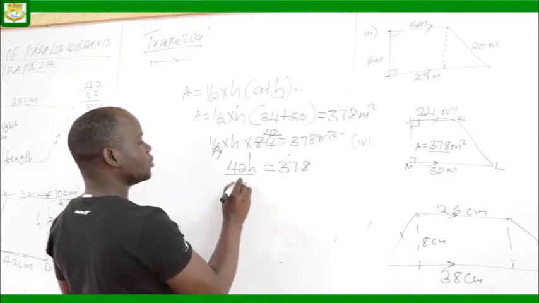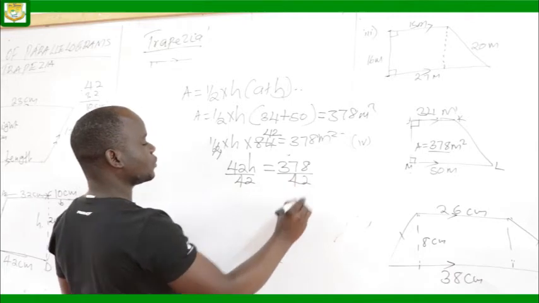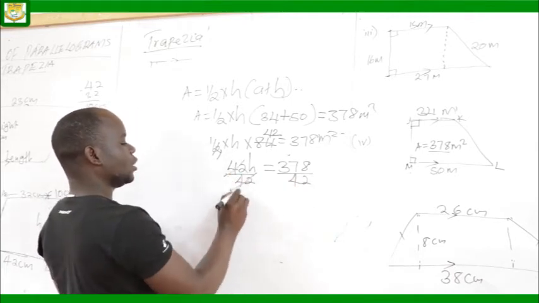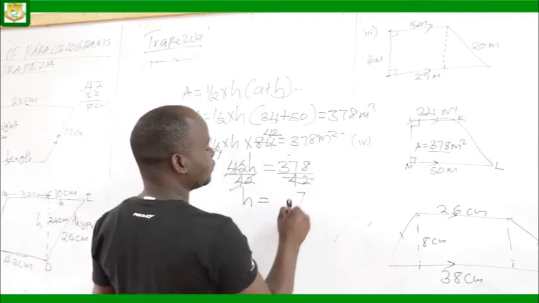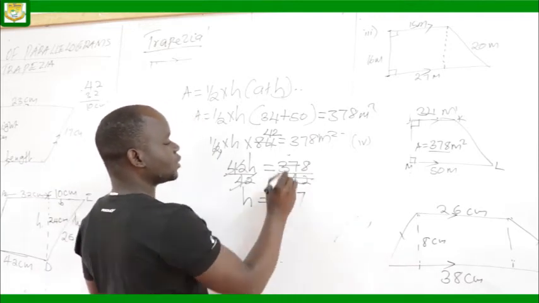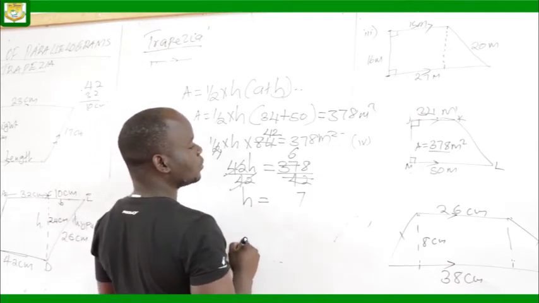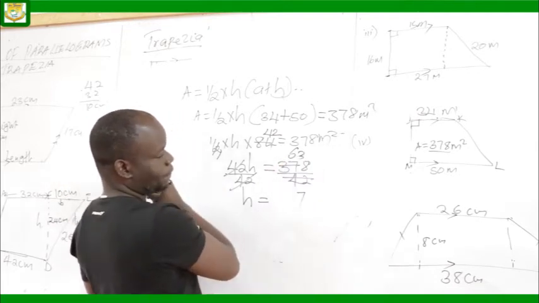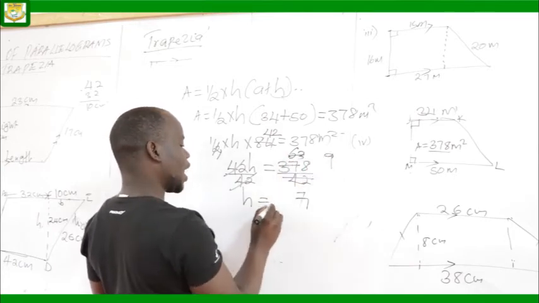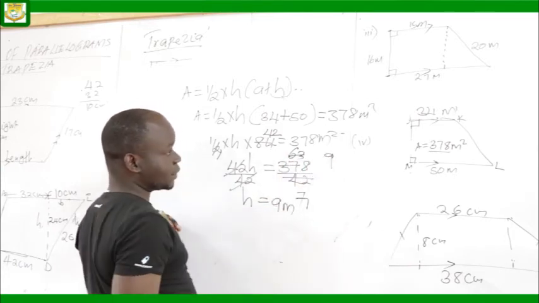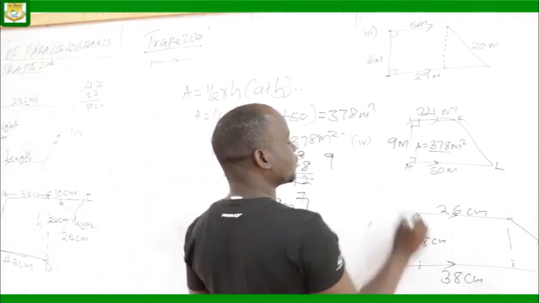Divide by 42, divide by 42. Height equals 378 divided by 42. 42 into 37 is 8, 8 times 42 is 336, leaving 42, and 42 into 42 is 1. So our height is 9 meters. We bring here our 9 meters.